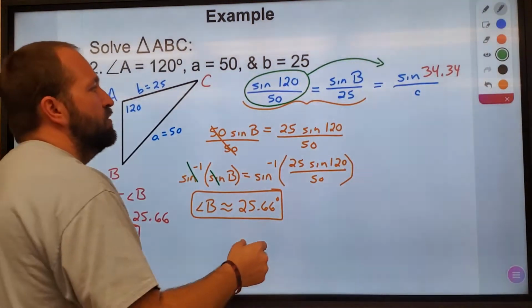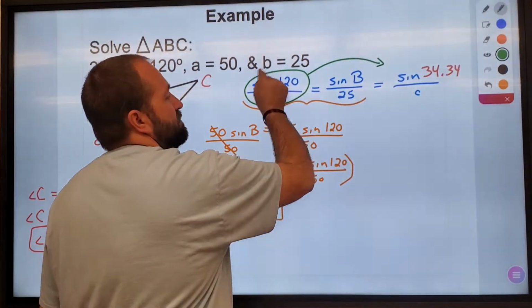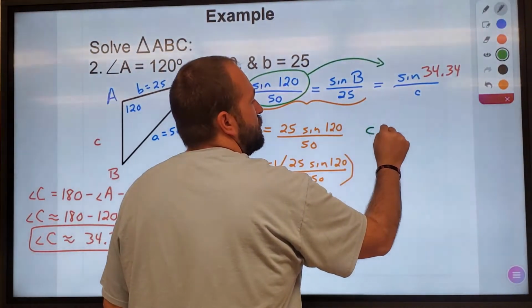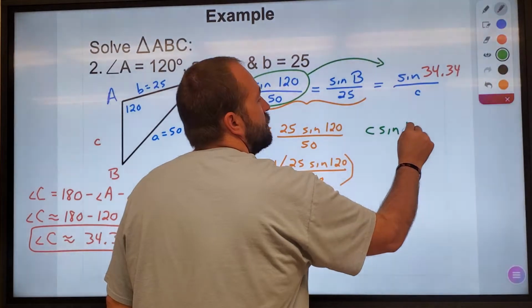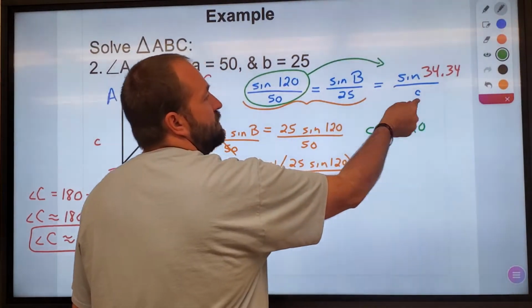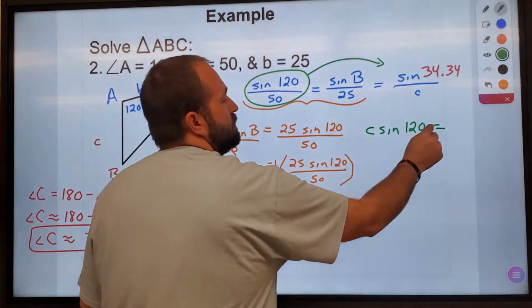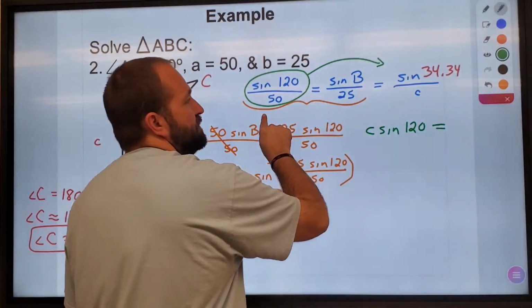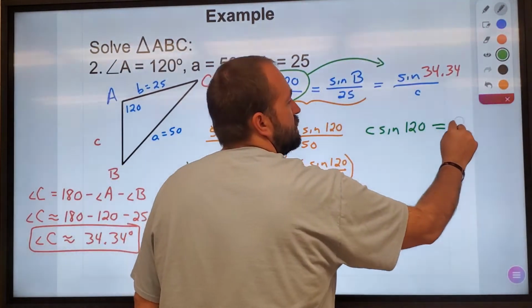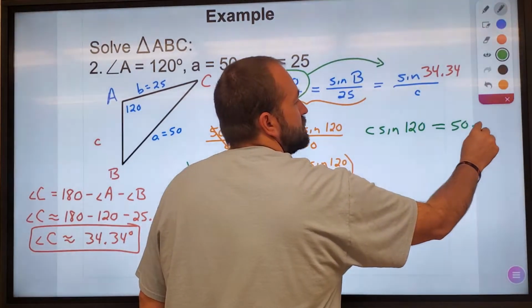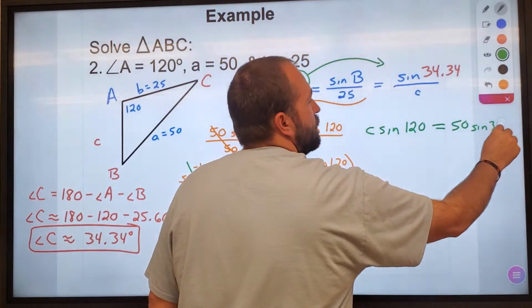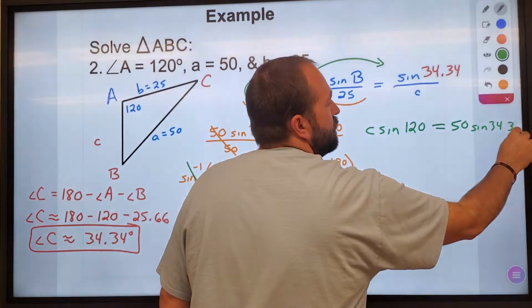Okay, so I'm going to cross multiply. So I have C times sine of 120. Again, the denominator times the numerator. And that should be equal to 50 times sine of 34.34.